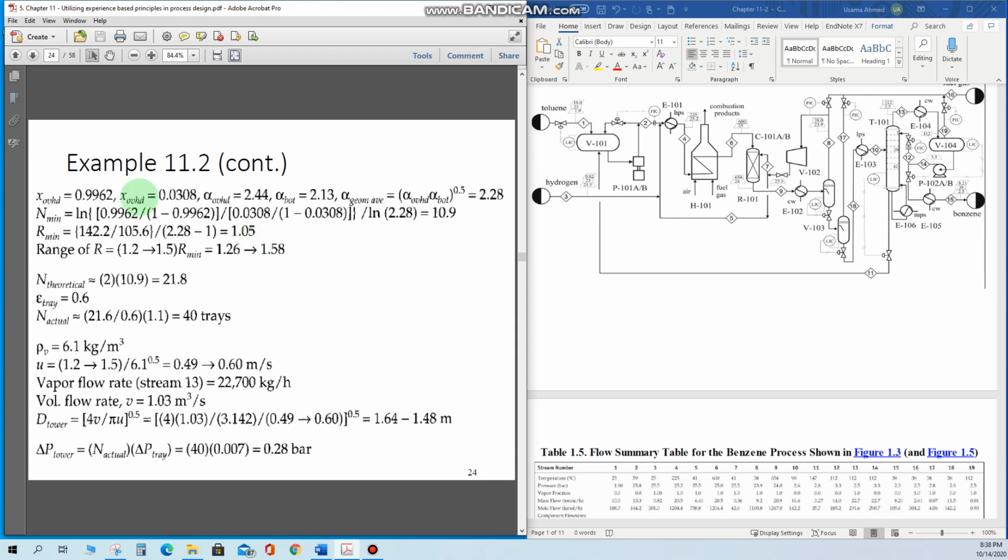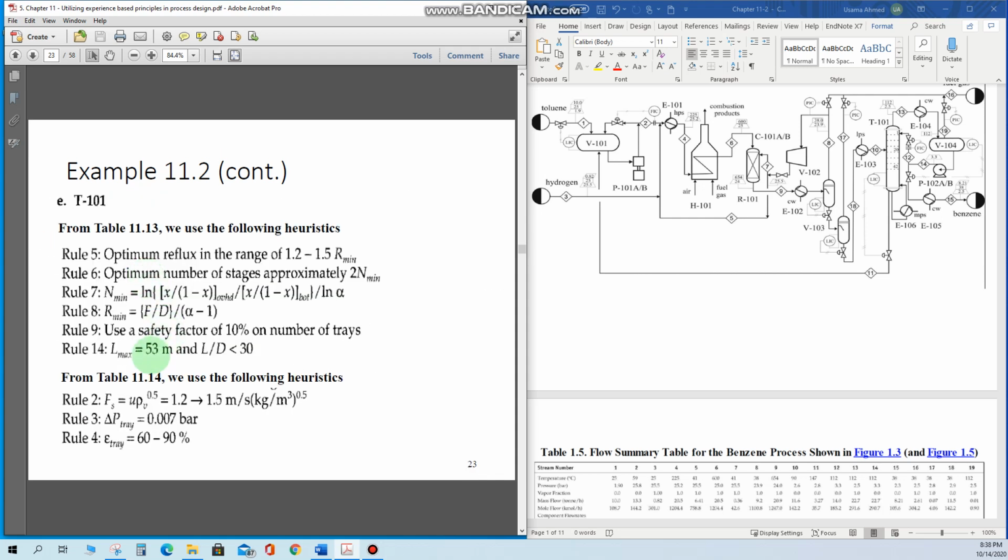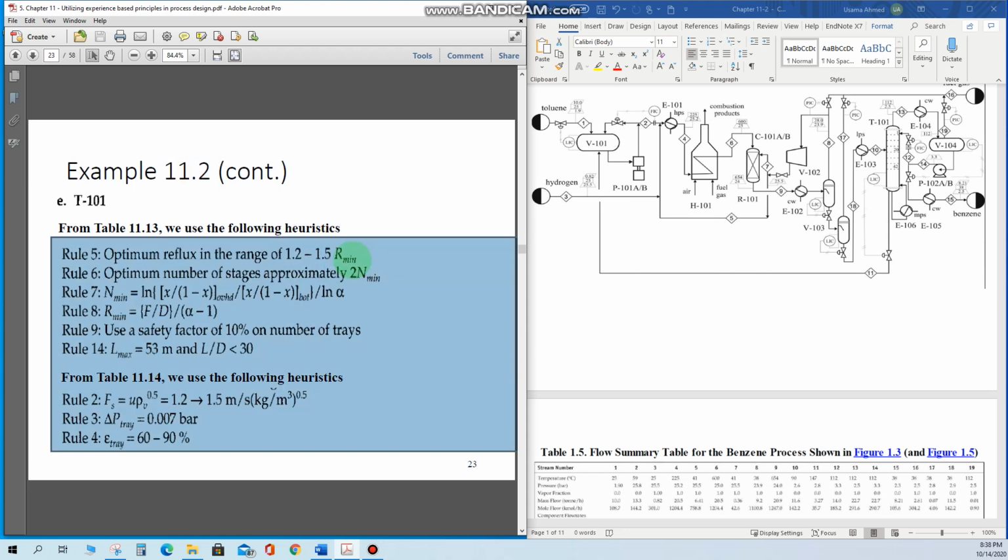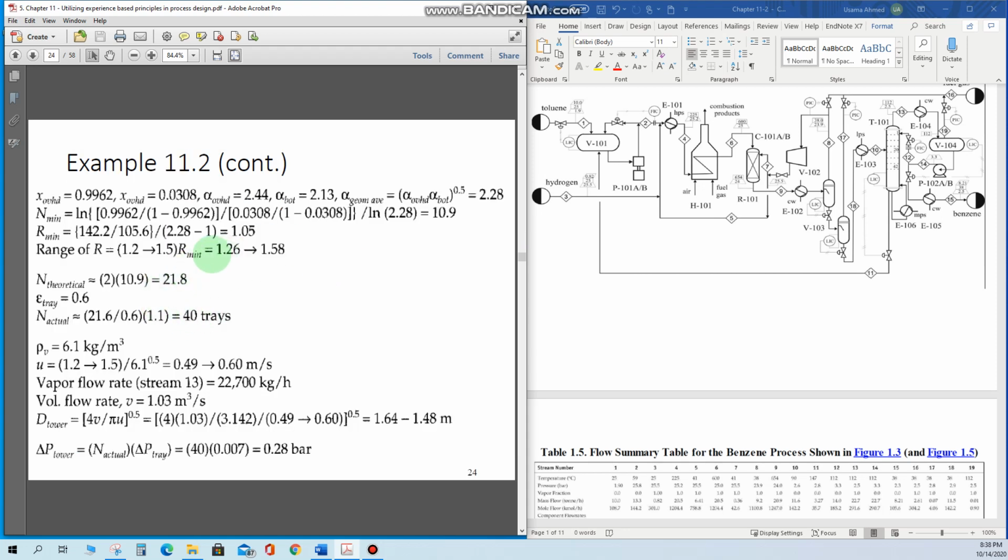Now the range of R we stated earlier should be 1.2 to 1.5 times R minimum. So we have to multiply this by 1.2 and 1.5. So the range for the reflux comes out to be 1.26 to 1.58. Now we have to estimate the theoretical number of stages, which is double the minimum number of stages. So we just multiply 2 by 10.9, and the total number of theoretical stages comes out to be 21.8.